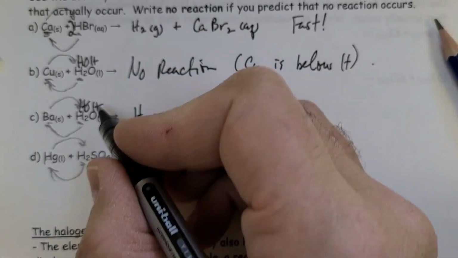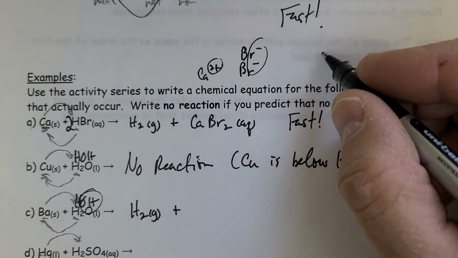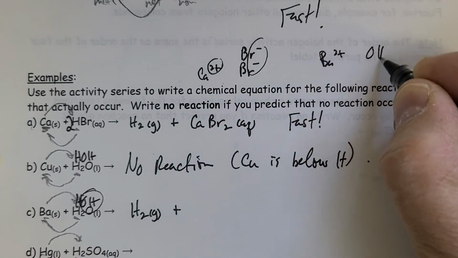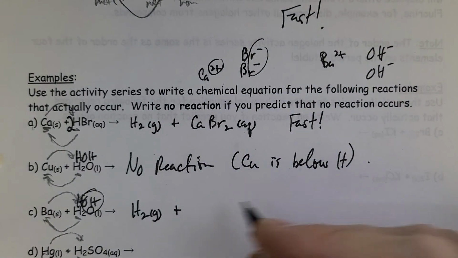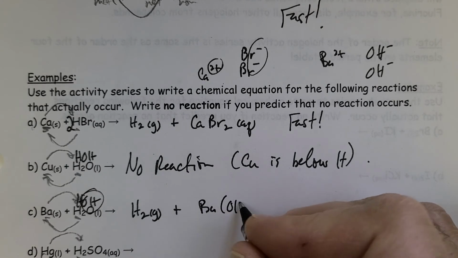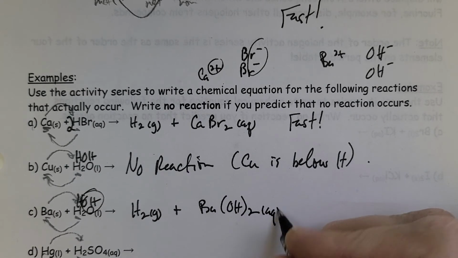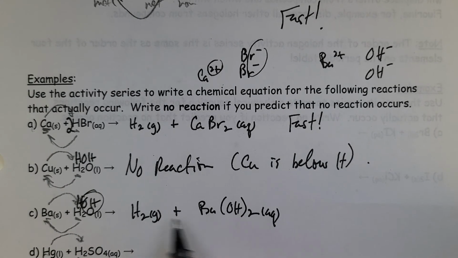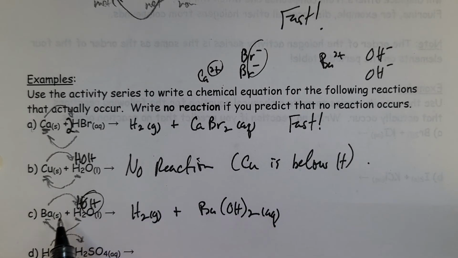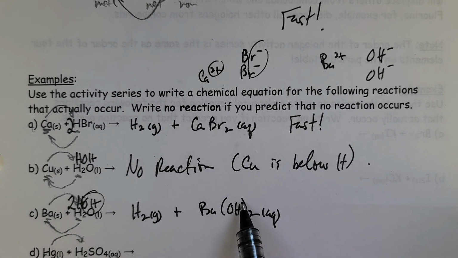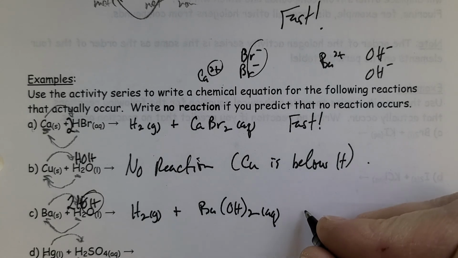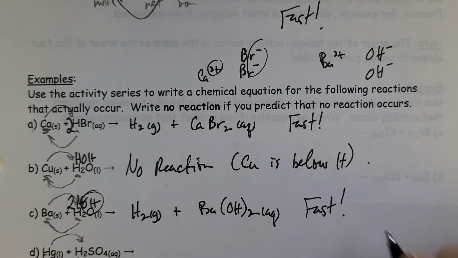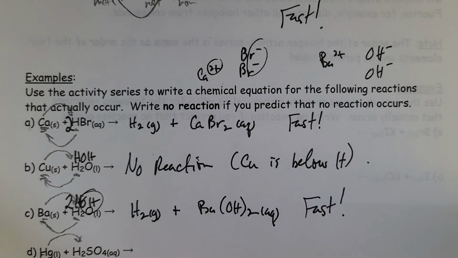So hydrogen will be kicked to the curb here. And barium and hydroxide. So barium is this. Hydroxide is -1. So yes, I'll have to have 2 hydroxides to make that work. And if I look here, I have 2 hydroxides here, I have 1 hydroxide. So I'll put a 2 in front of that. So that'll give me 2 OHs, and 2 H's. 1 barium, so that is balanced. And I can say that is fast as well, because barium is so much higher.